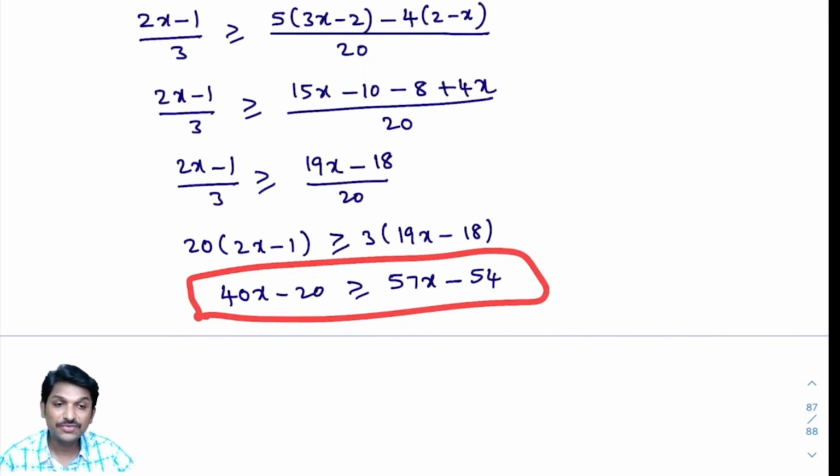Now to solve this further, Sudeep Gurai, good morning to all. We are at the end of today's class. We are doing the 16th problem.